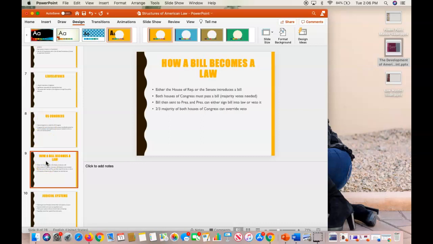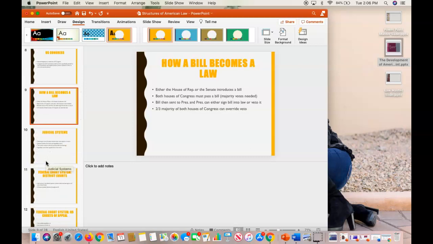Here is another item you may recall learning in middle school or high school: how a bill becomes a law. Either the House of Representatives or the Senate introduces a bill. Both houses of Congress must pass a bill. A majority of votes is needed. The bill is then sent to the president, and the president can either sign the bill into law or veto it. Two-thirds of both houses of Congress can override the veto.